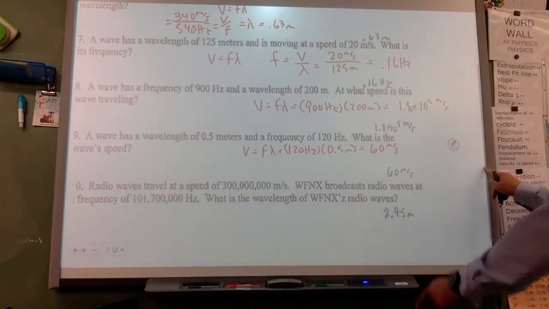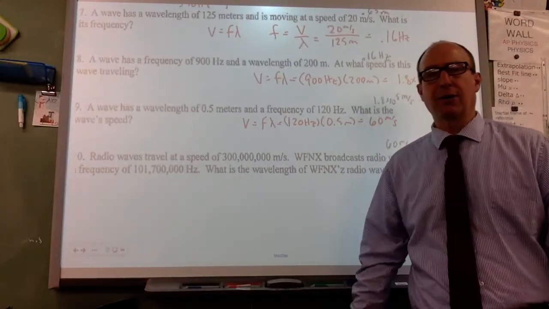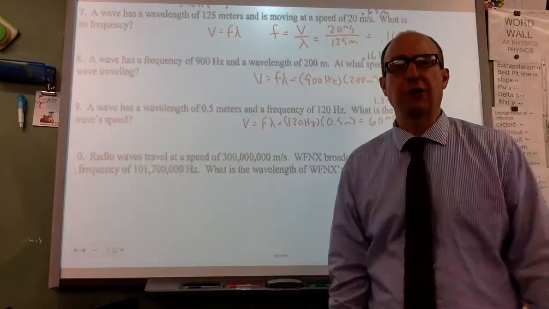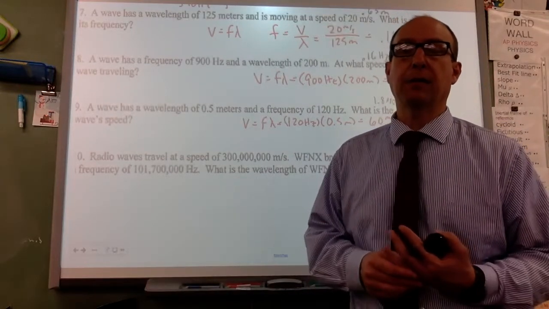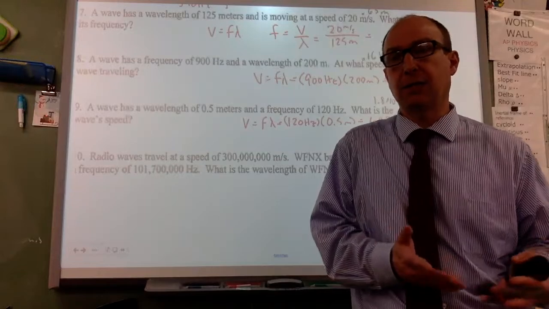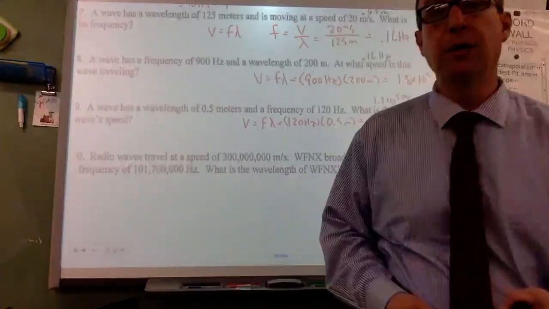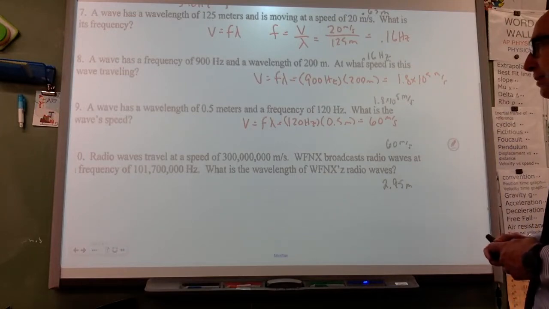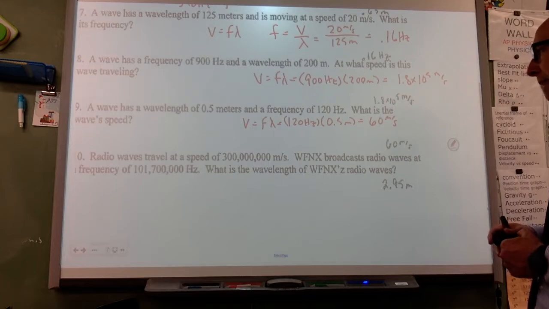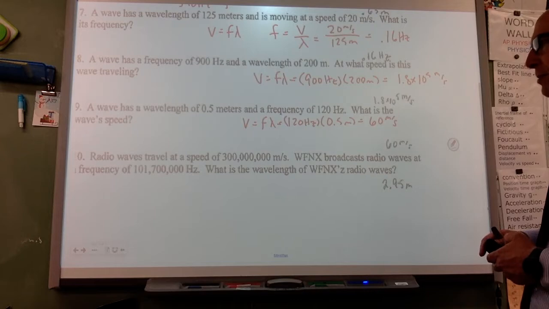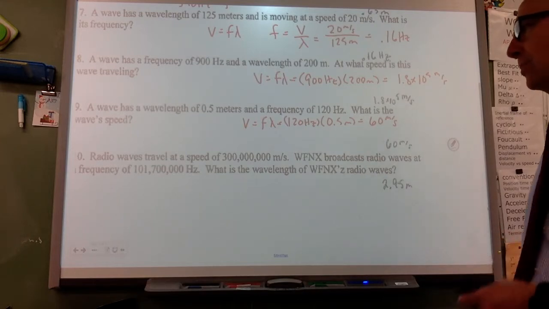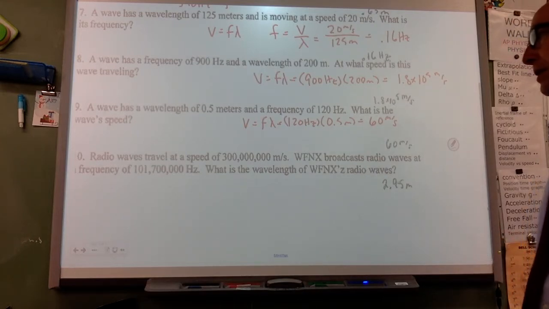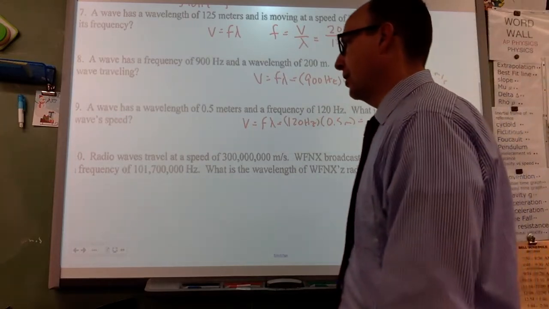And then the final one, and this is going to be the only thing about light that you're going to be responsible for, is this equation, because there are some that are at the speed of light, which is really easy because it's a constant. So you always know what that is as long as it's going through a vacuum. So radio waves are going to travel at 3 times 10 to the 8th meters per second. WFNX broadcast radio waves at a frequency of 101,700,000 hertz.